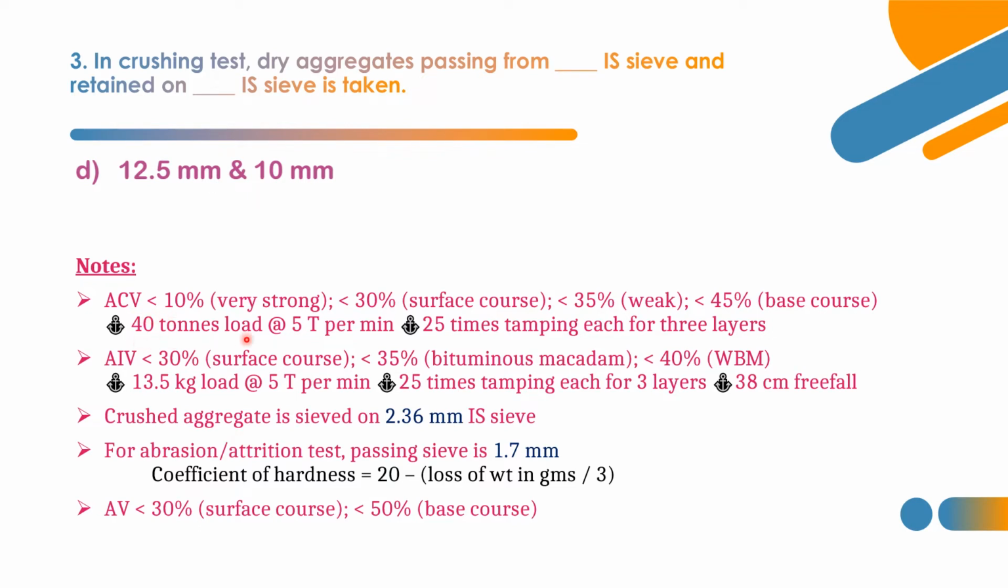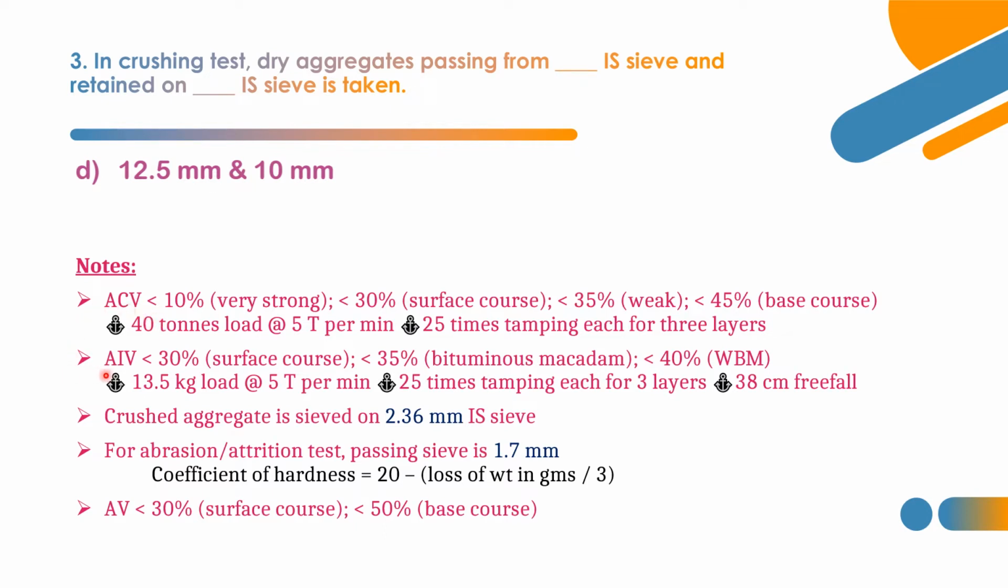And for this ACV, we are using 40 tons load at 5 tons per minute loading rate, and each layer will be tamped 25 times. After that only we are applying this load, and the crushed aggregate shall be sieved on 2.36 mm, and the weight of the sieved aggregate divided by the total weight we have taken as the sample of dry aggregates, into 100, gives the value of ACV, aggregate crushing value.